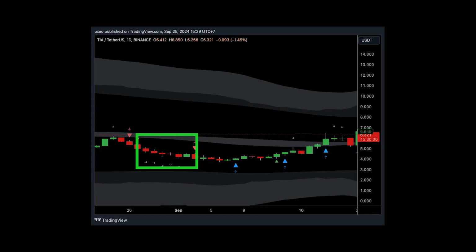And this aligned really well with the seasonality in September for TIA. In addition to this, there was one sentiment factor that was fantastic, which was that there was absolute consensus, let's say 99% consensus, that TIA was going back to zero. Even though it's a new chain, it's got tons of investment. There's a really good team.